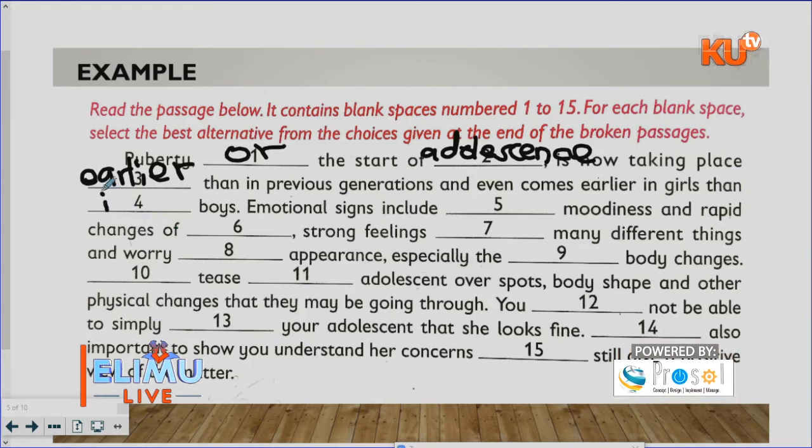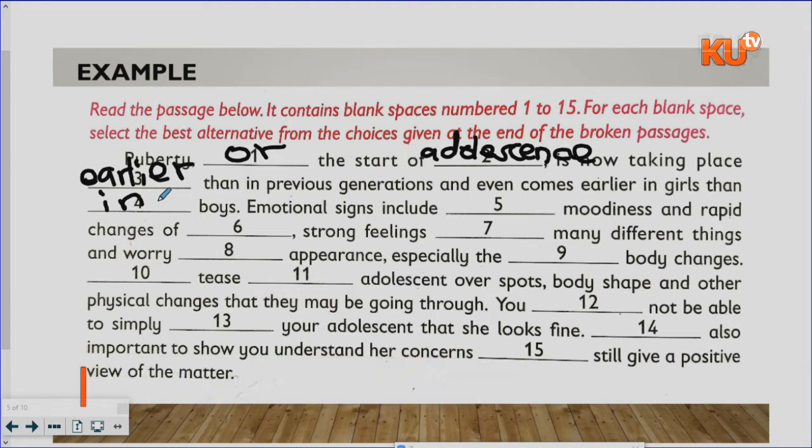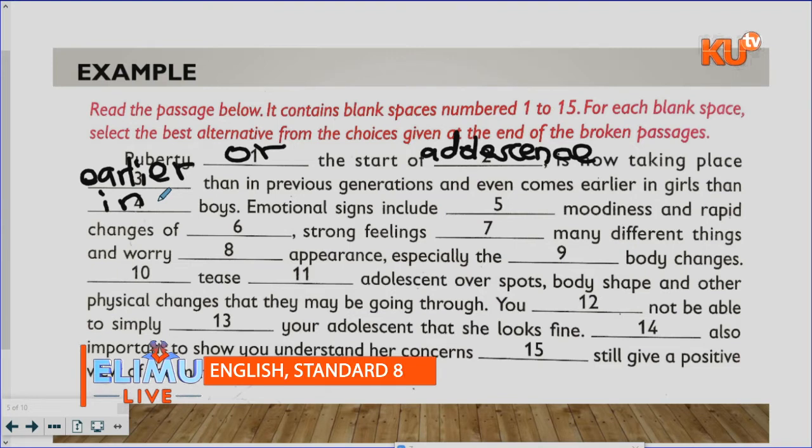In boys. So after I have filled, I have to go through the whole passage and read it with the choices that I have placed there. Why is that important? It helps you to pick out any mistakes that you could have made, because you are required to fill in the correct answer and the most suitable choice to complete the passage. So the passage must make sense after you have answered all your questions 1 to 15. Then you read the story with the correct answers to yourself.